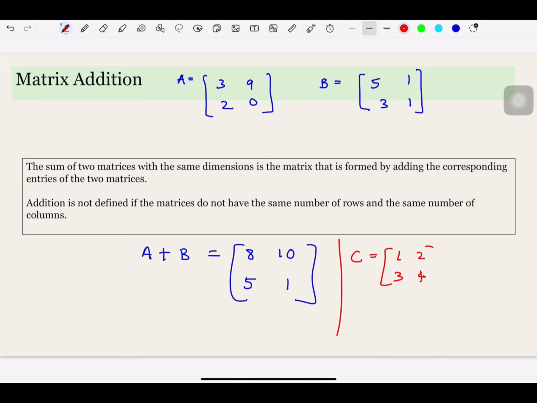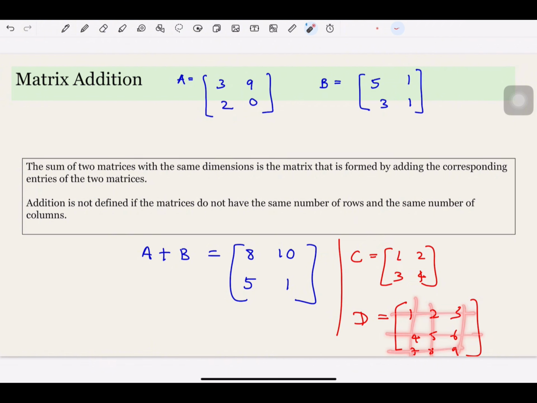So this is a matrix with 2 rows and 2 columns. And I have another matrix D like this. So let's say 1, 2, 3, 4, 5, 6, 7, 8, 9. So this matrix D has 3 rows and 3 columns. So now in this case, you cannot add C and D. It's because their sizes do not match. So the sizes don't match, so you cannot add C and D.